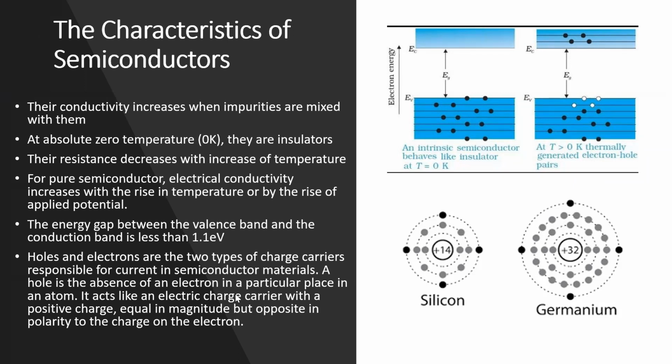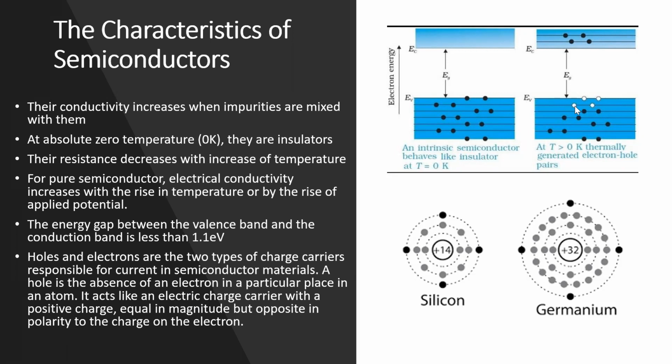A hole is the absence of electron in a particular place in an atom. See here, if an electron jumps to a conduction band, there is a vacancy of electron available in the valence band. This is called a hole. So this is the absence of an electron or vacancy of an electron in a particular place. So it acts like an electric charge carrier with a positive charge.